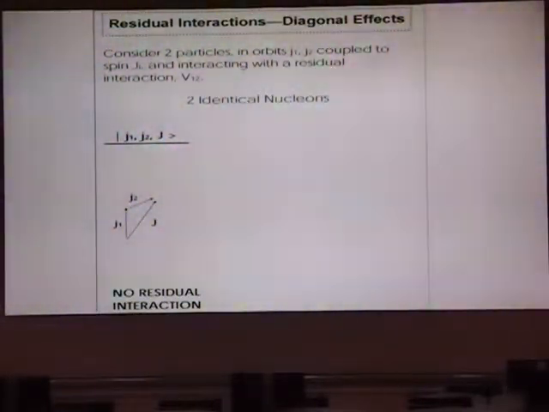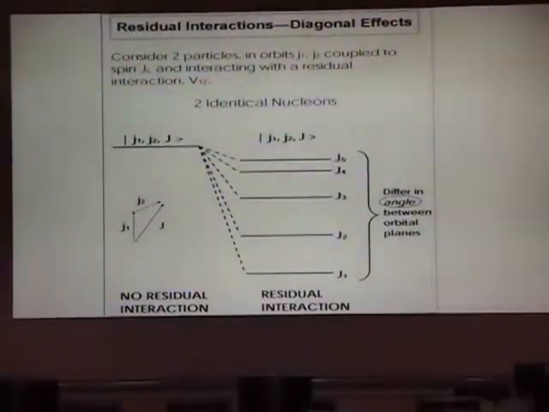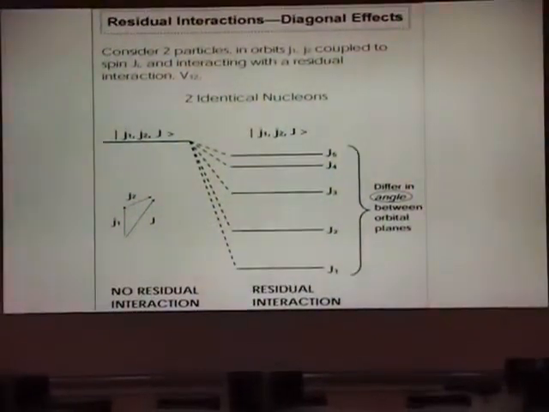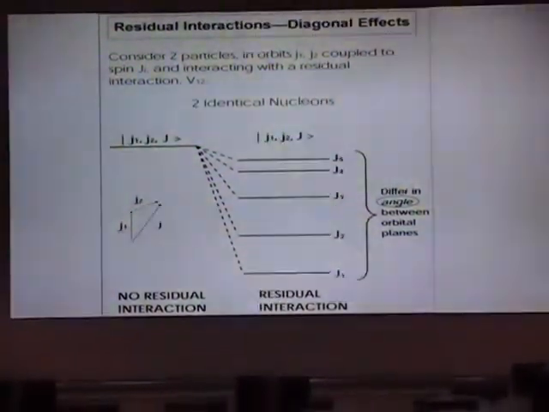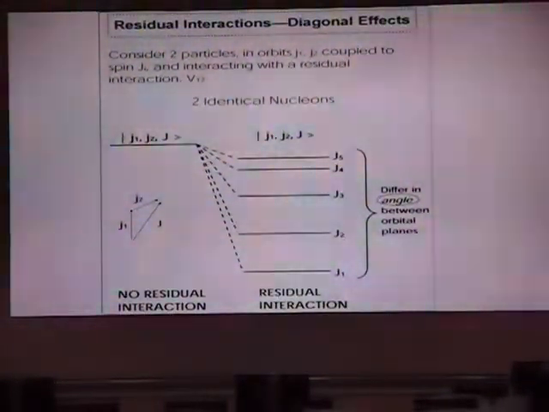Second thing you see is the only thing that's different about these different J states is the angle between the angular momenta. So the only thing we need to think about is the angle in the residual interaction. These levels will split, and you will get different J values at different energies. And it's our job to figure out which one will be lowest. But just remember, the only thing that's different is the angle between the orbital planes.